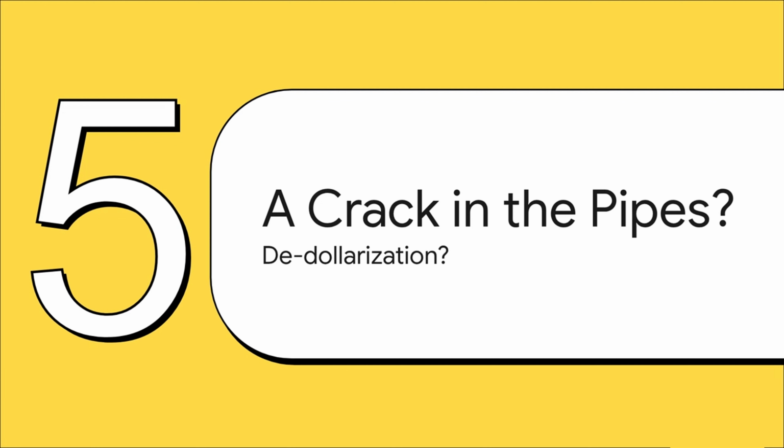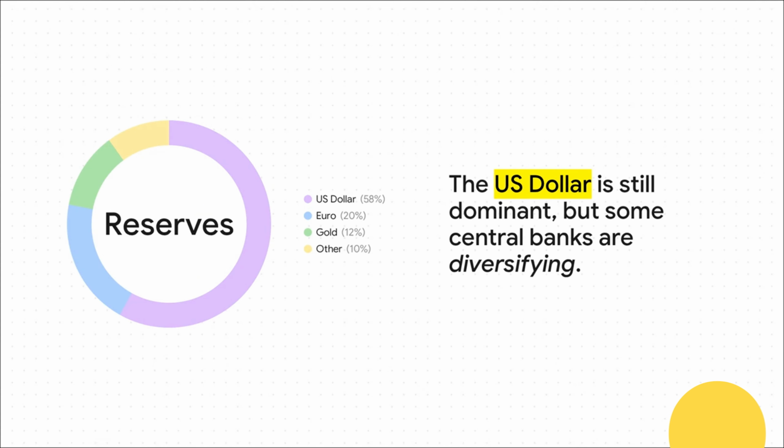This whole dollar-dominated system has been the bedrock of the global economy for decades now. But is it permanent? Or are we starting to see a few cracks appear in those pipes? Now look, the U.S. dollar is still king. There's no question. It makes up almost 60% of all the reserves held by central banks. But if you look closely, you can start to see these small but noticeable shifts happening. Central banks are slowly, carefully diversifying. They're adding a bit more euro, a little more gold, other currencies like the yen or the yuan. It's not a revolution, not by a long shot. It's more like a slow, quiet evolution.